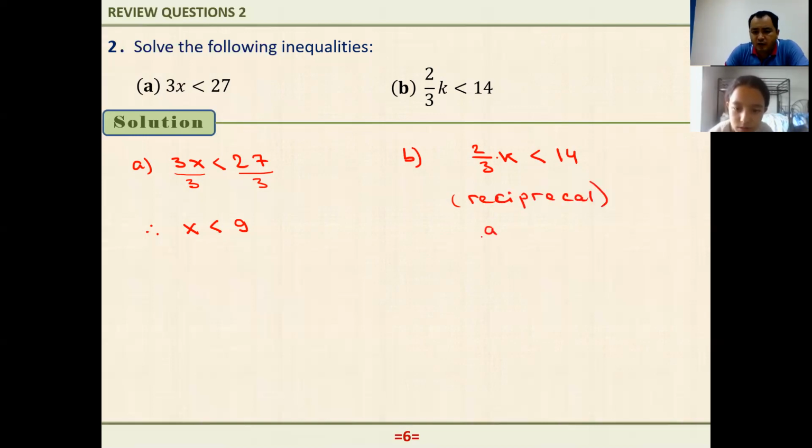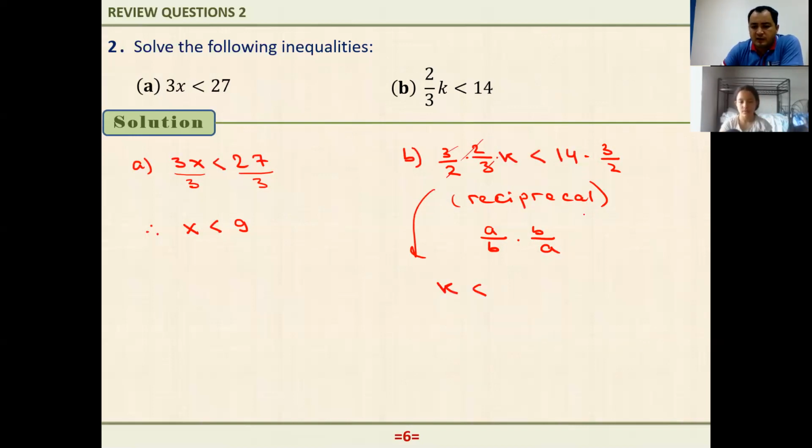Reciprocal means here we have a over b. The reciprocal of a over b is b over a. So we should multiply both sides by this fraction's reciprocal, that is 3 over 2 times 2 over 3, right? So these things are gone, it is equal to 1. So what is left here? Here we have only k left. And how about here? 14 times 3 is 42. 42 divided by 2 is 21.